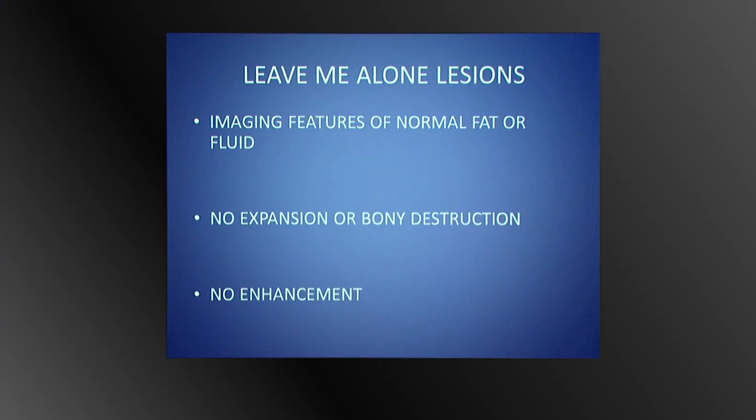So the leave-me-alone lesions are easy. When you look at the apex, is it expanded? Is it destroyed? Does the entity enhance? And more importantly, does it follow normal fat or fluid signal on all sequences?